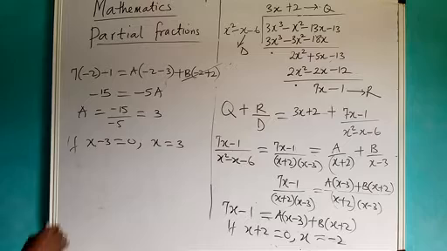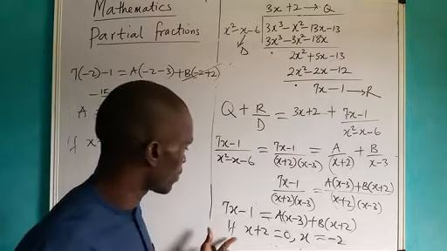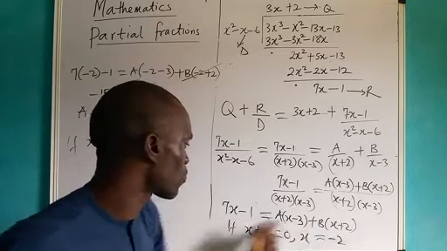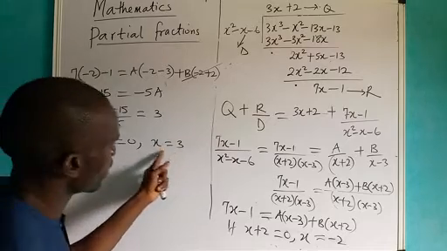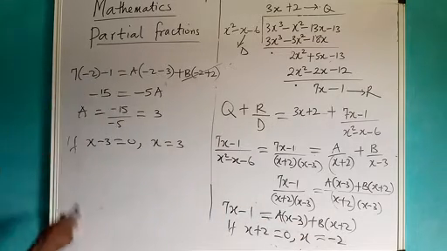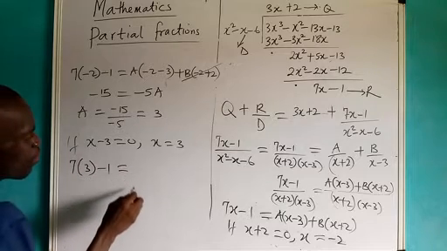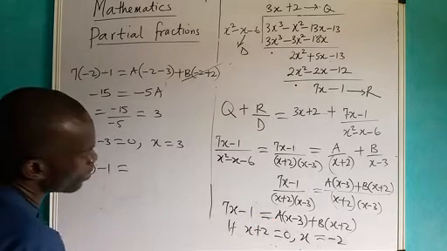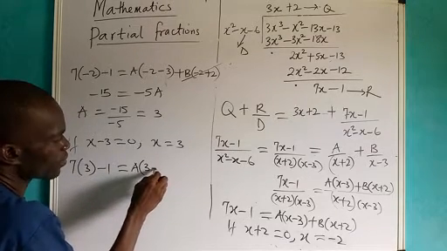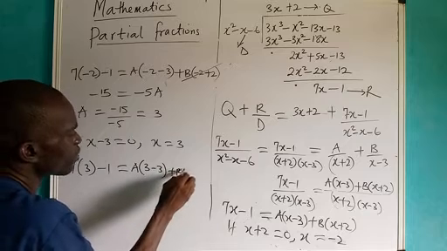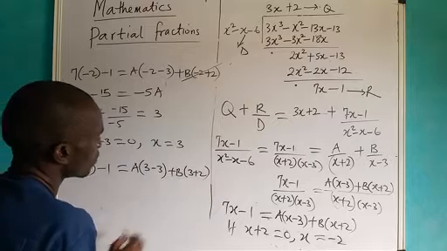Now, wherever I have this same expression here, this same equation, I will also put s equal to 3 into it. It means that it's going to be 7 open bracket 3 minus 1 equal, and the other one will be A, which is 3 minus 3, and the other one will be B, which is 3 plus 2. That is what I will be having there.